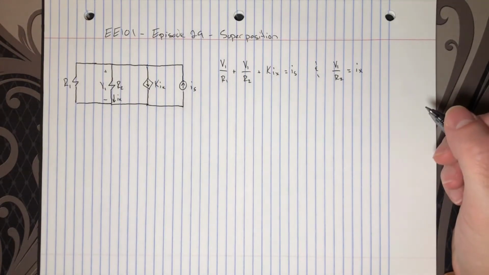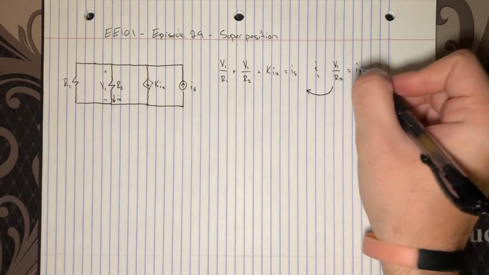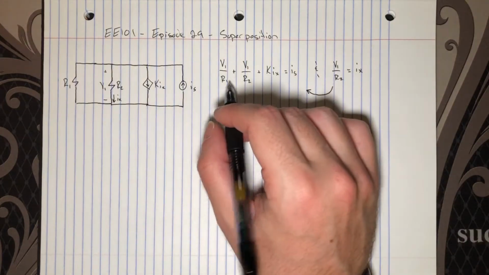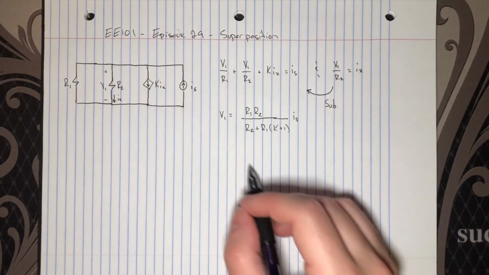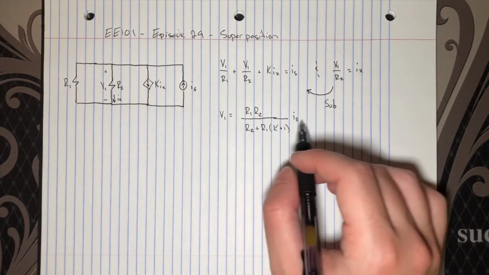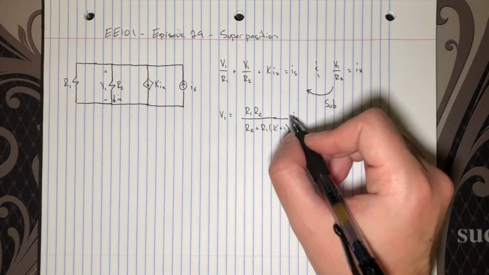So now I'm going to do the same thing that I did before and just substitute in our expression for Ix and isolate, hoping to find V1, which will be one element of our total response. And notice what we have here. If you solve this out, you'll get V1 equals R1 R2 divided by R2 plus R1 times (K plus 1), and the whole thing multiplied by Is.